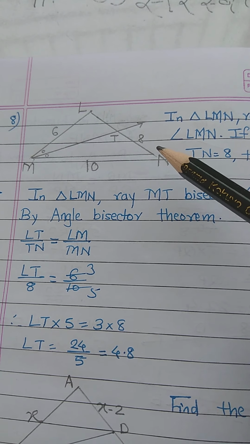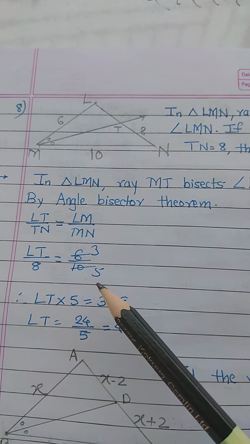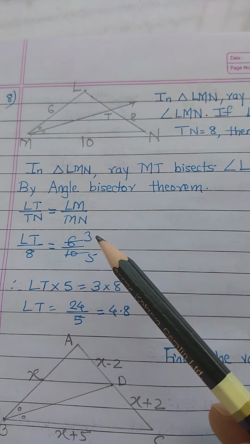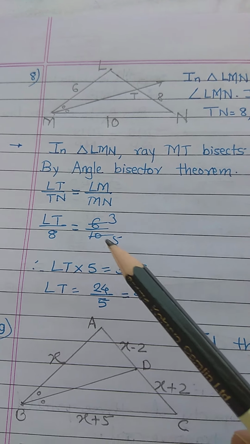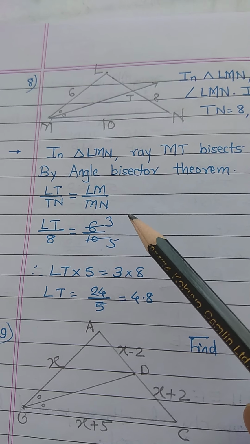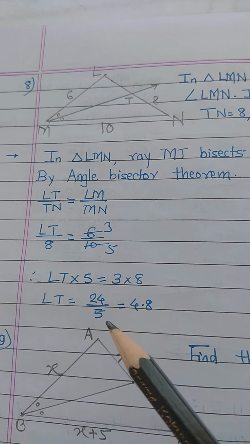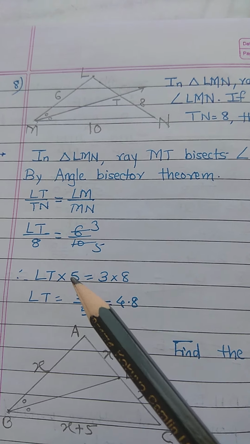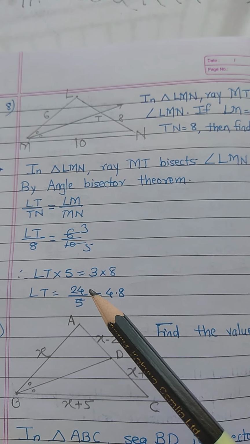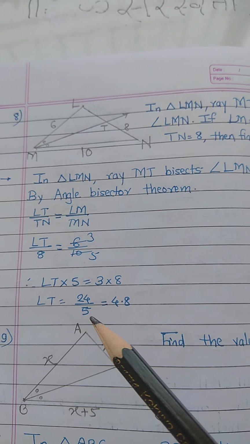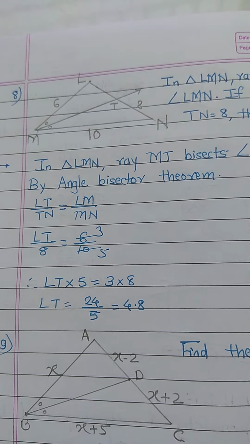LT upon 8 should be equal to 6 upon 10. See here, 2 3s are 6, 2 5s are 10. By cross multiplication, LT into 5 will give you 3 into 8. Divide by 5. 3 8s are 24 here. 24 upon 5 will give you 4.8. 5 4s are 20, remains 4, becomes 40. After the decimal place we will write 5 8s are 40.